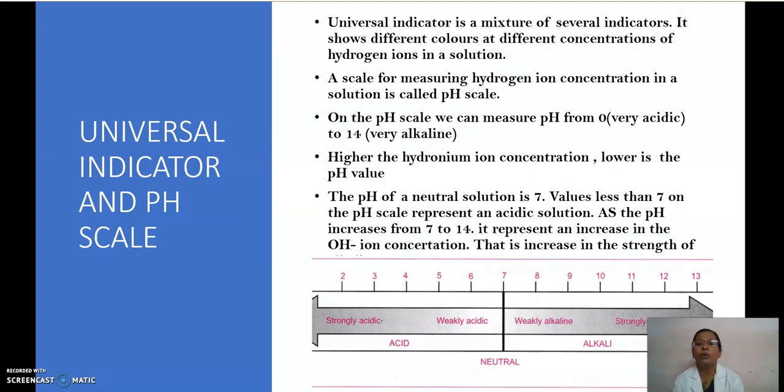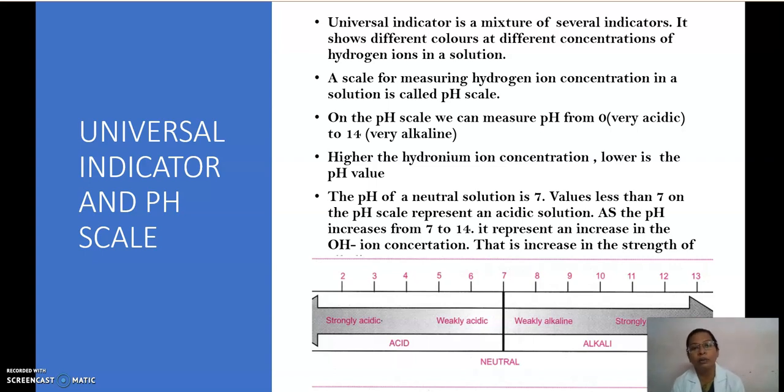So I will read. Universal indicator is a mixture of several indicators. It shows different colors at different concentrations of hydrogen ions in a solution. Think about litmus paper. Litmus paper shows only one color change. But here too there are paper strips like litmus paper, but these show different colors at different concentrations of hydrogen ions.